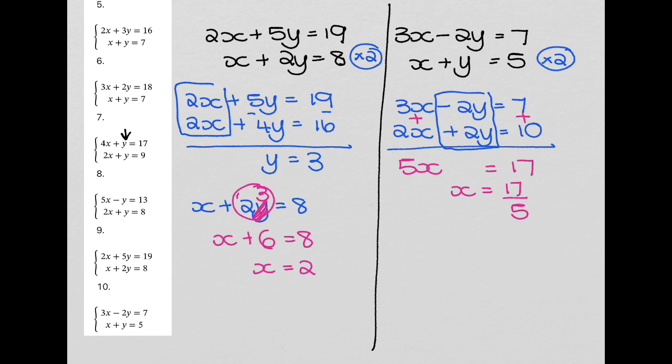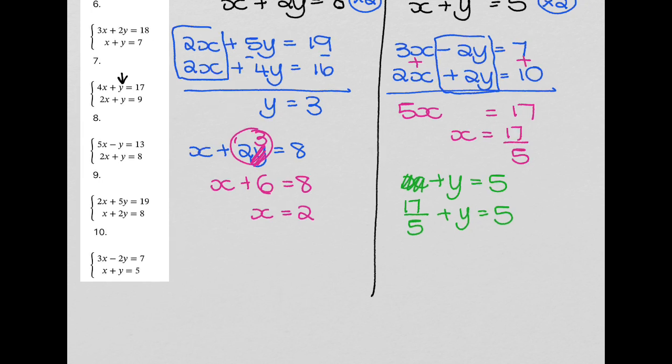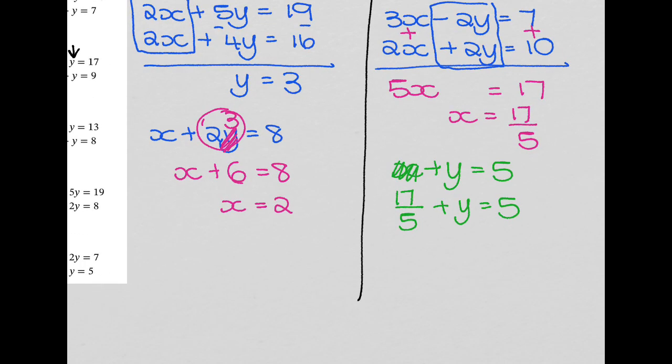So I'm going to say that x plus y equals 5. But I know that x is 17 over 5. So I'm going to replace this x with 17 over 5 plus y equals 5. Now, I know that we don't like fractions. Fractions are just evil. So what I'm going to show you is how to deal with fractions in a much easier way than trying to add them.